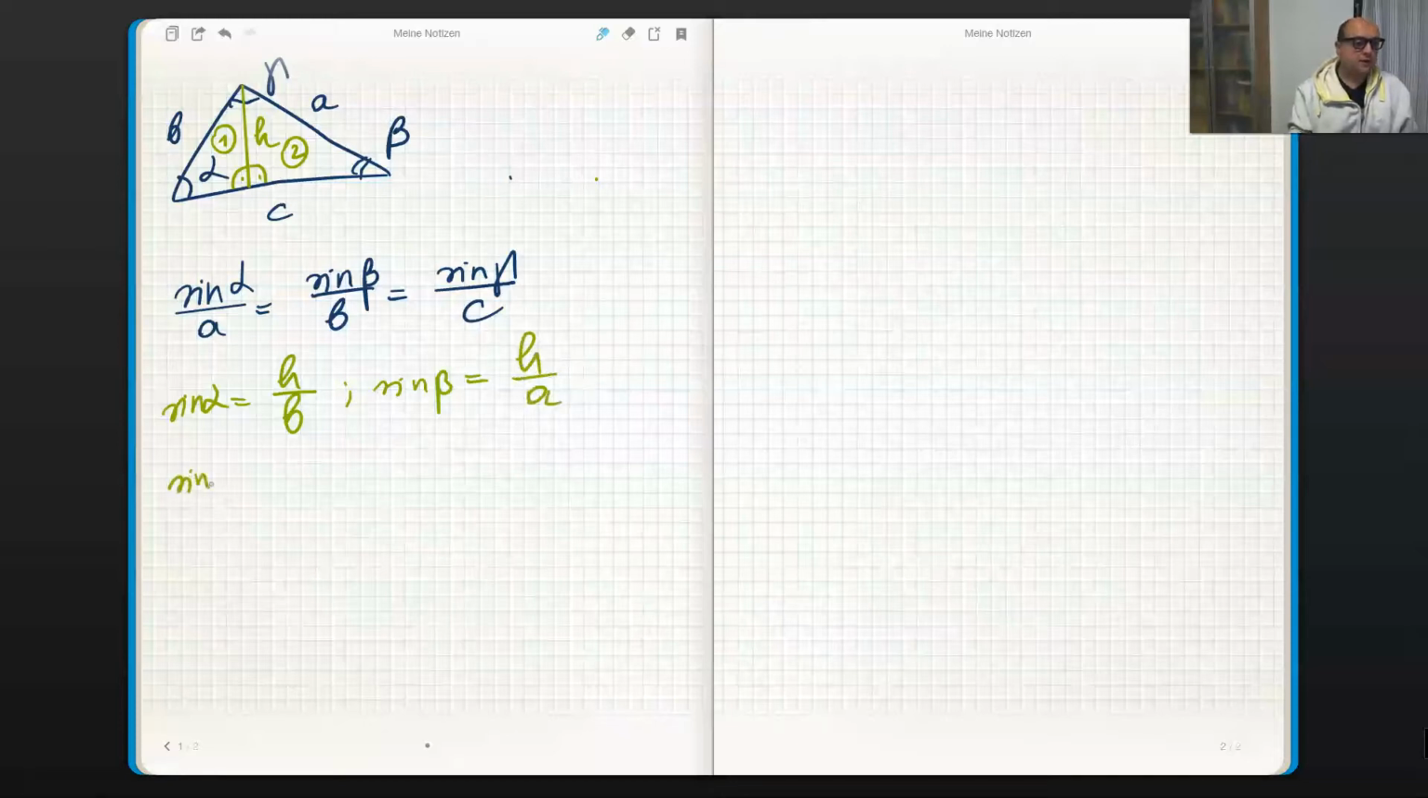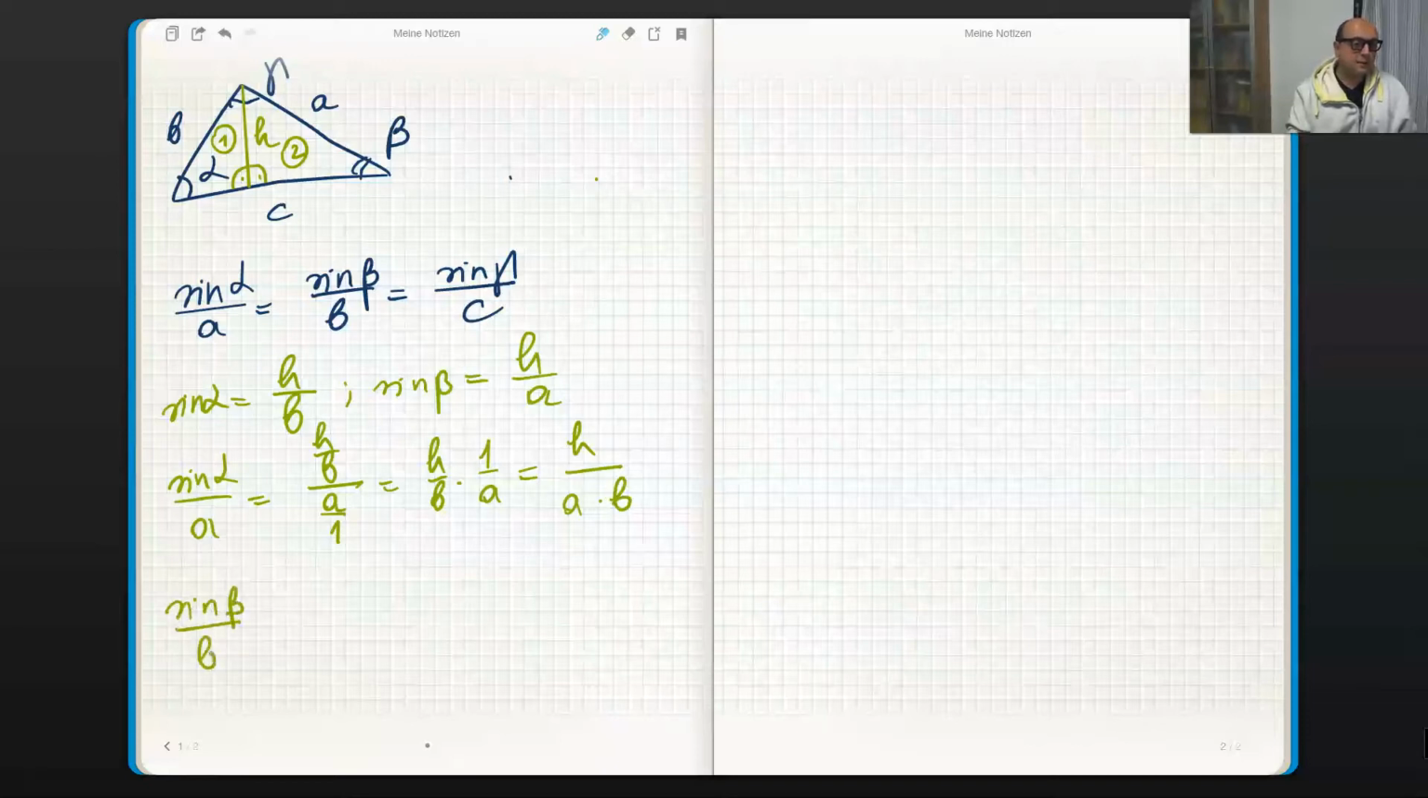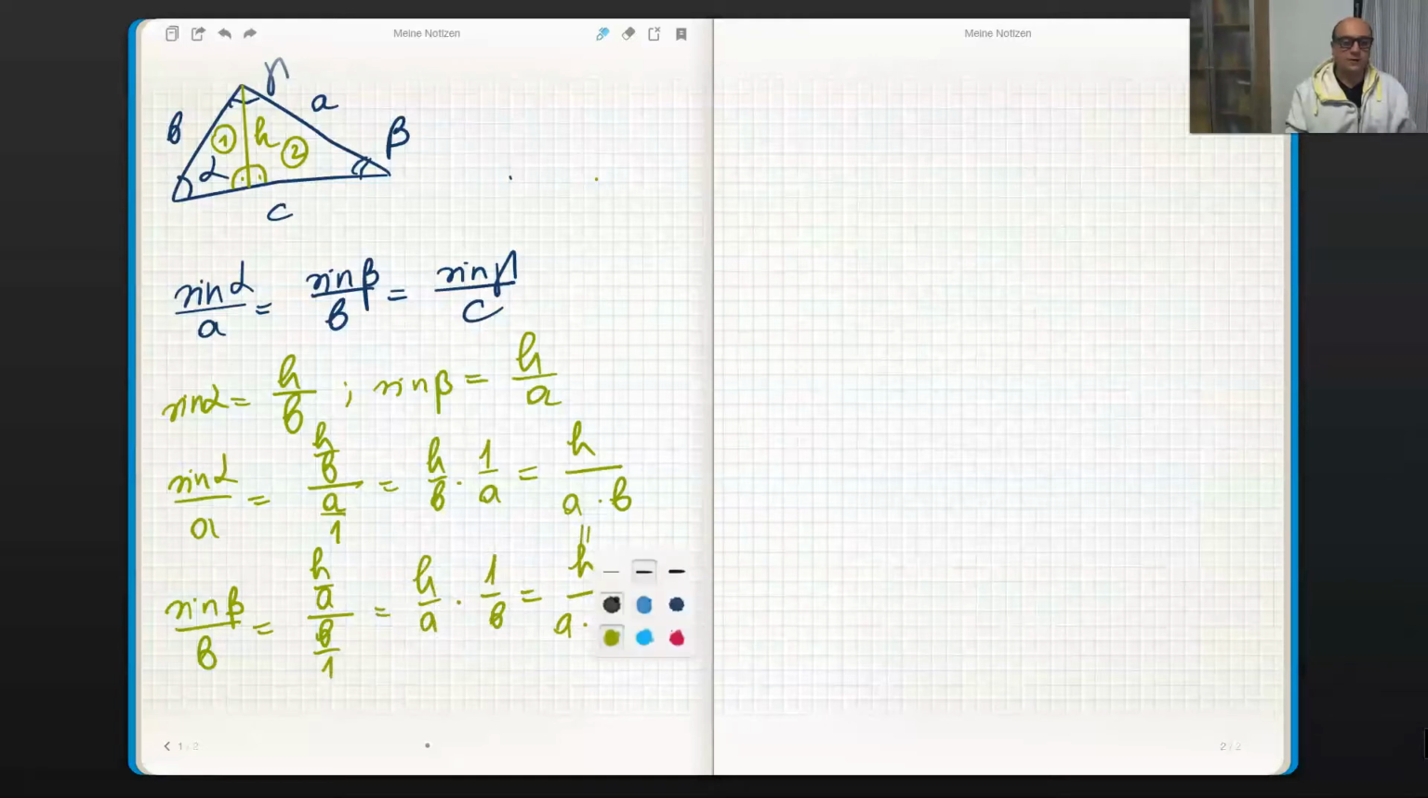So what would be the sine of alpha divided over a? Well, that would be h divided by b, divided over a, which is h divided by b times 1 divided by a, and that would be h divided over a times b, right? And what is sine of beta divided by b? Well, that would be h divided by a, divided over b, so we have h divided by a times 1 divided by b, which is h divided over a times b. So they are equal. Well, that's nice.